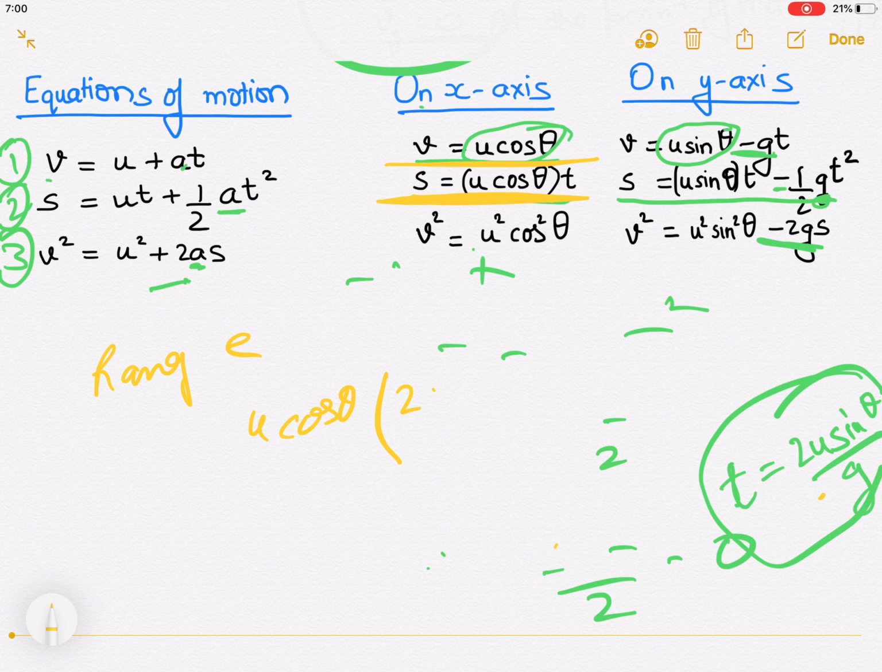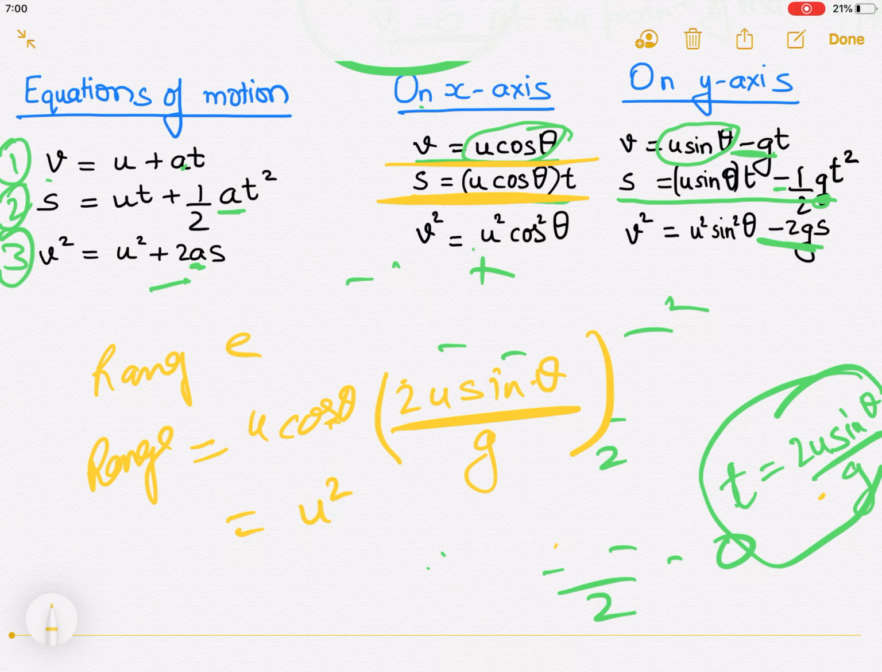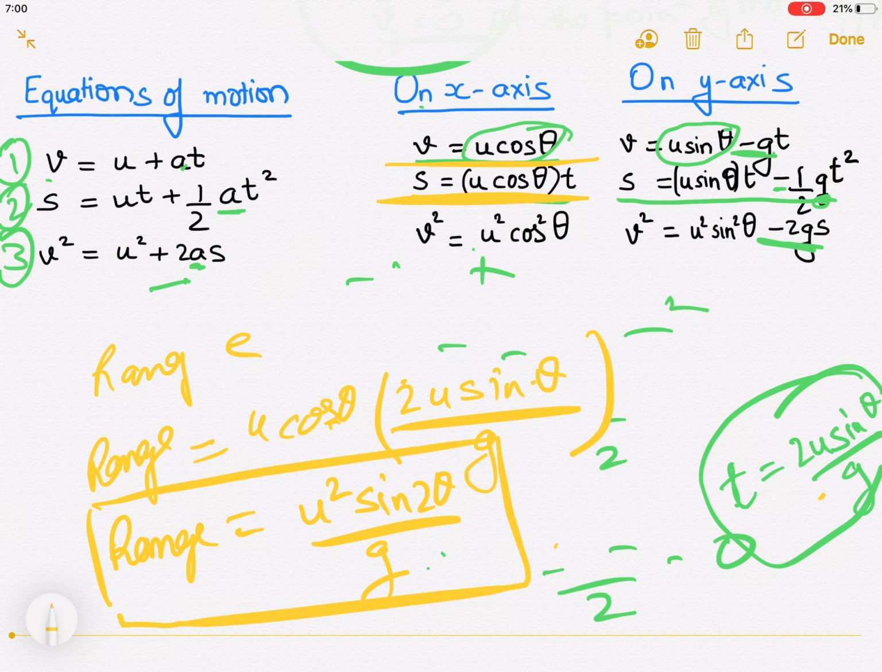It is 2u sin theta over g, and this is equal to s, which is nothing but our range. We know that 2 sin theta cos theta is nothing but sin 2 theta, so it comes out to be u square sin 2 theta over g. This is nothing but our range. So this is how we derived the time of flight as well as the range.